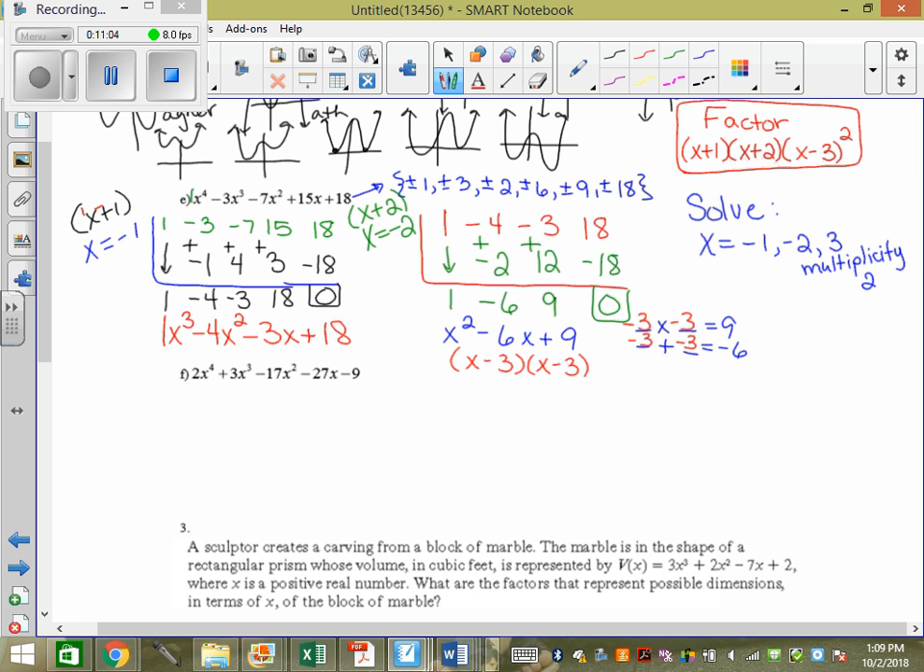You'll say 3 multiplicity 2. Because if you don't follow behind with anything, there's no remnants of telling me that there's actually 2 x-intercepts that are the same.